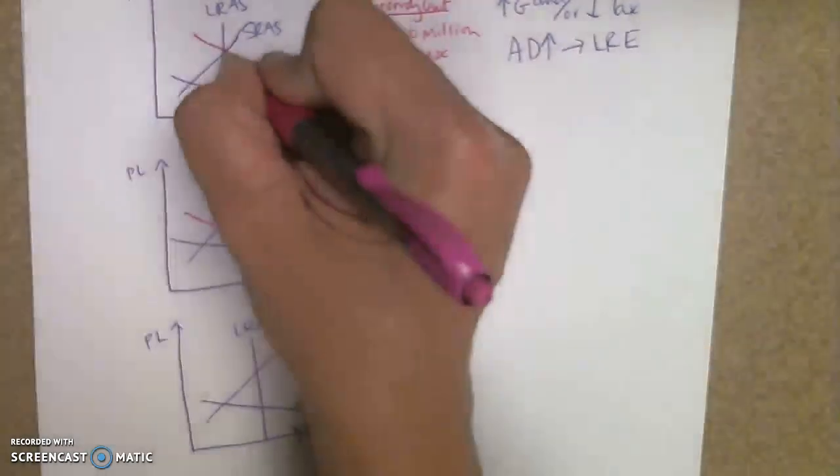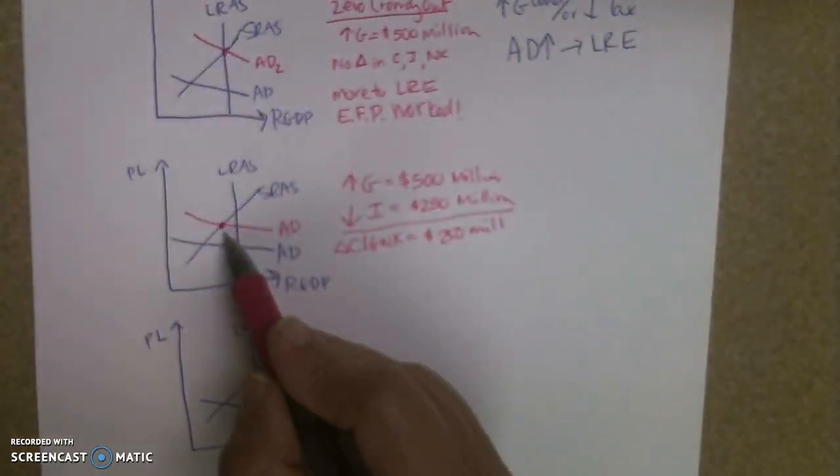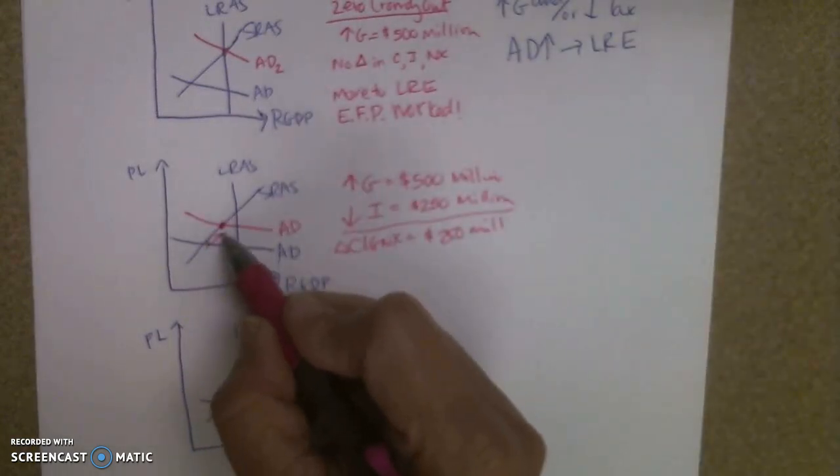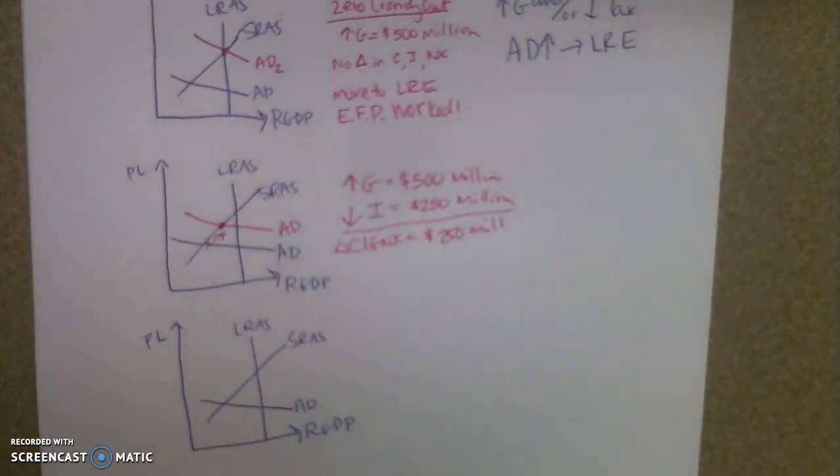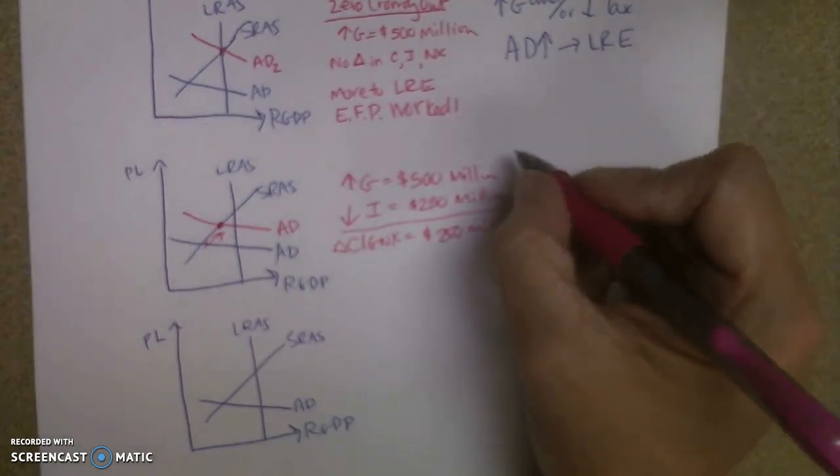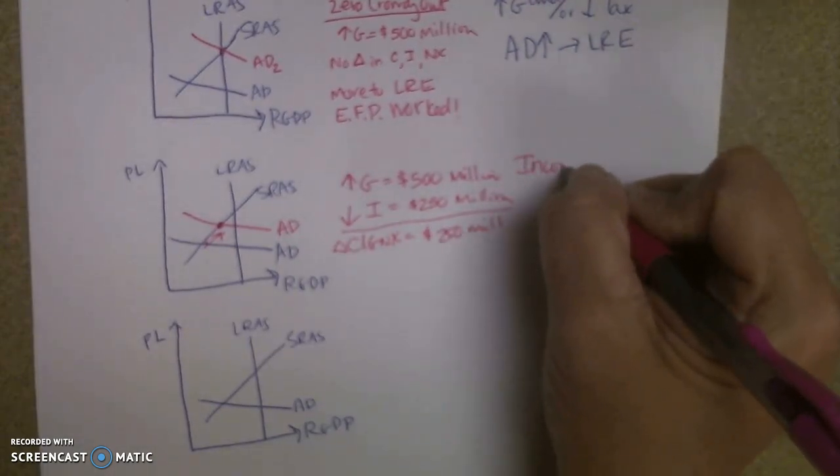Our new short run equilibrium is going to be right here, right? So it moved a little. The change in real GDP was a little. It moved us to a lesser recessionary gap, but we call this incomplete crowding out.